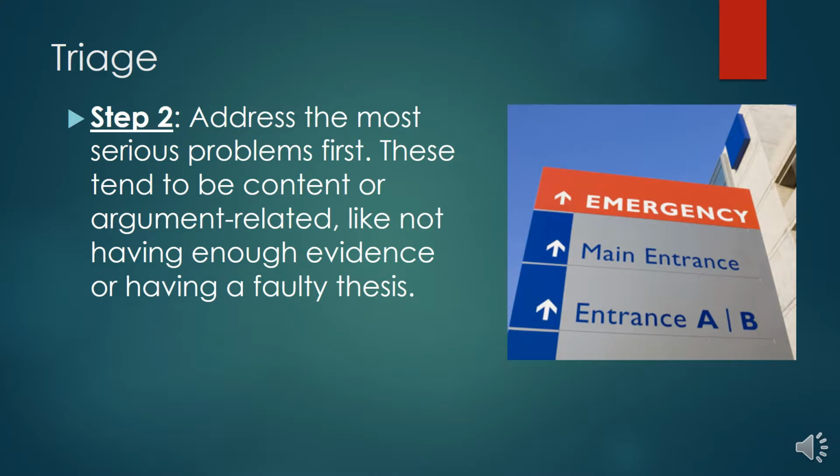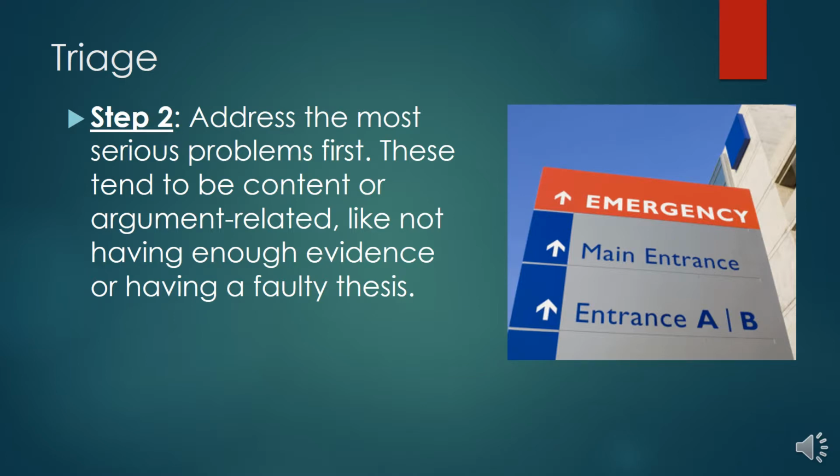So doing triage on your paper involves addressing the most serious problems first. The most serious problems tend to be content related or argument related, like not having enough evidence. If your instructor says you state all these opinions in the paper but there's no evidence to back them up, that's a big problem. That means your paper lacks the content it needs to be persuasive as an argument. So one of your first tasks is going to be putting in more evidence to back up your claims.